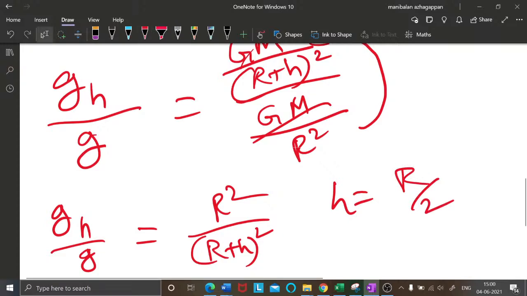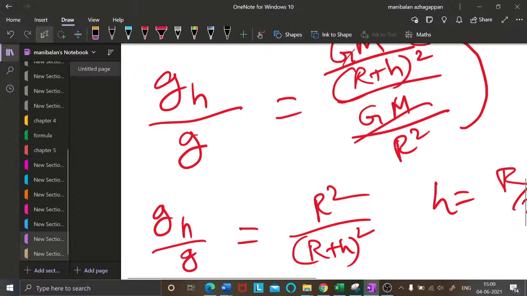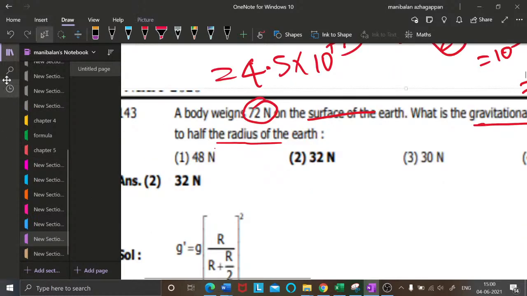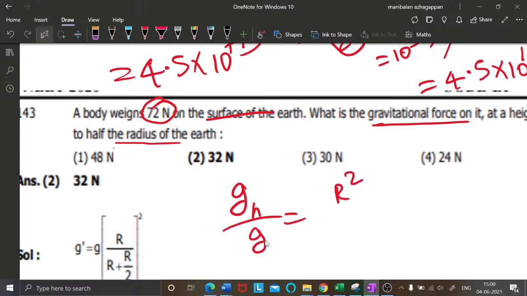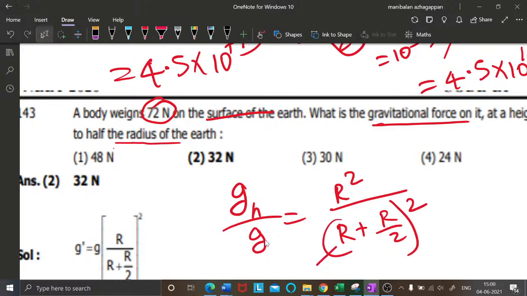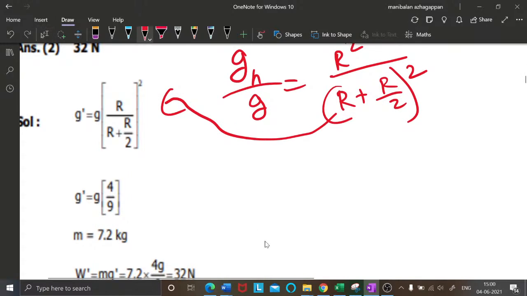This problem is very simple. If you know this logic, you can easily do this problem. Height we have taken as half of the radius of the Earth. Now g at height, gravity at some height, divided by gravity on the Earth's surface is going to be R squared, which is the radius of the Earth's surface, divided by (R plus height) whole squared. How much height? Radius divided by 2. From this equation only they started the solution. So now g, they have taken to that side.